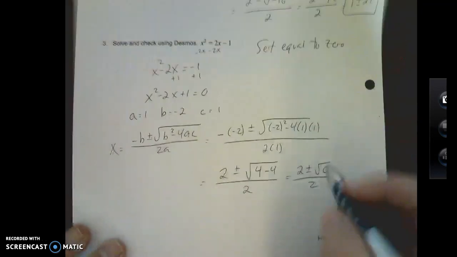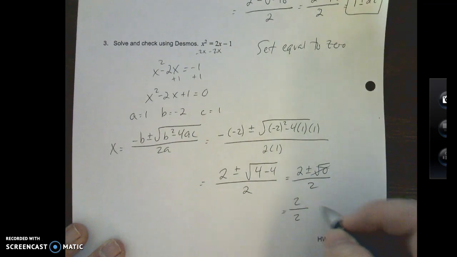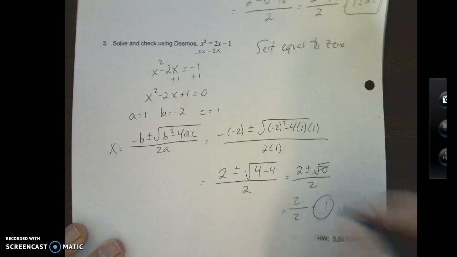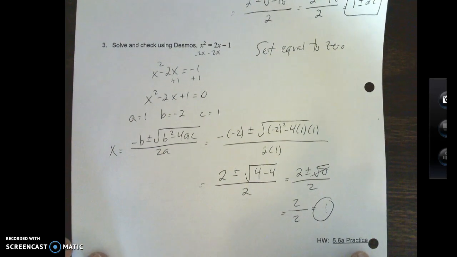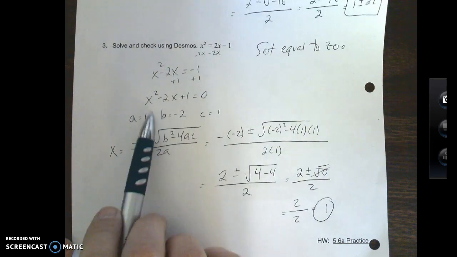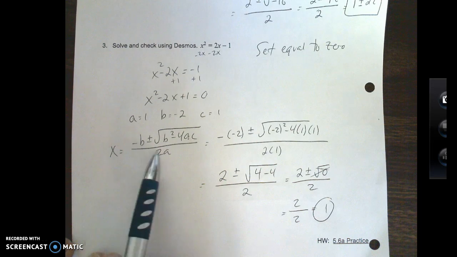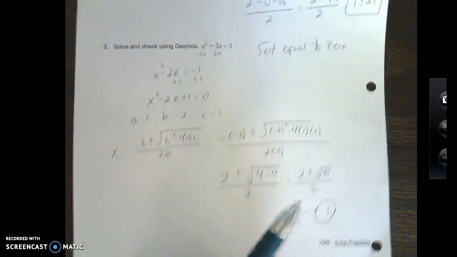Now think about this with me. If this is 0, this goes away. I just have 2 over 2. Well, what is 2 over 2? 1. Okay. So there's your quadratic formula. We just need practice with it. You guys got to set it equal to 0, find your A, B, C, throw it in your formula, and you got it. Take your time, watch your signs, and reduce as much as possible.